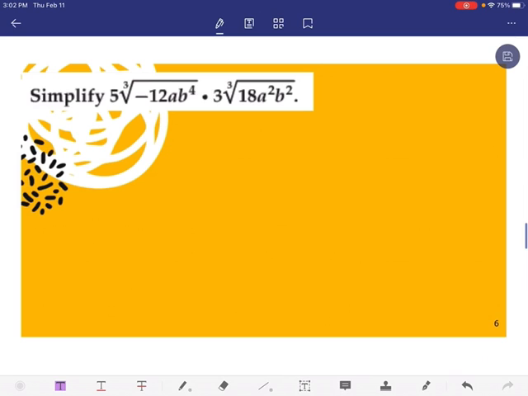So let's go ahead and try and simplify. So here we're multiplying. So usually what I go ahead and do is I just say let's take care of our numbers on the outside first. So I'm going to do 5 times 3 is going to give us 15.